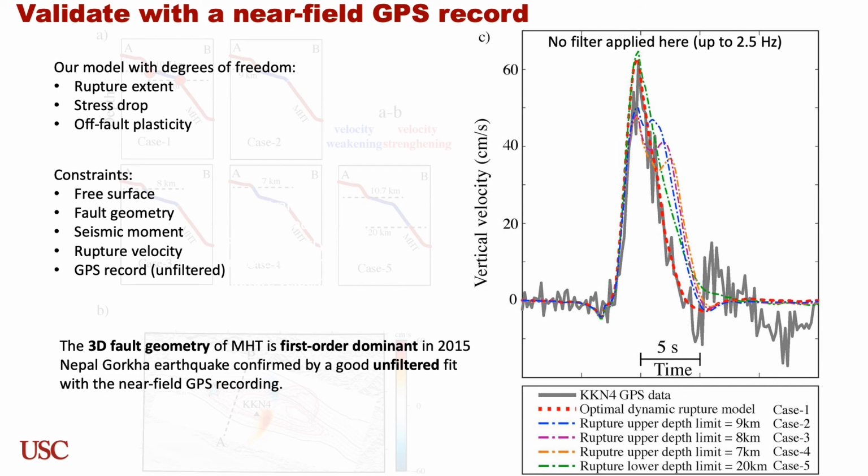Let's revisit our methodology. In this study, the freedoms we can choose in our model include the rupture extent, stress drop, and off-fault plasticity. The constraints that are either inherently included in our model or fit by tuning our model include free surface, fault geometry, seismic moment, rupture velocity, and most importantly, unfiltered GPS records. Overall, this validation indicates that the 3D complex fault geometry is the first-order dominant factor controlling the 2015 Gorkha earthquake, and it is confirmed by a near-field ground motion record.